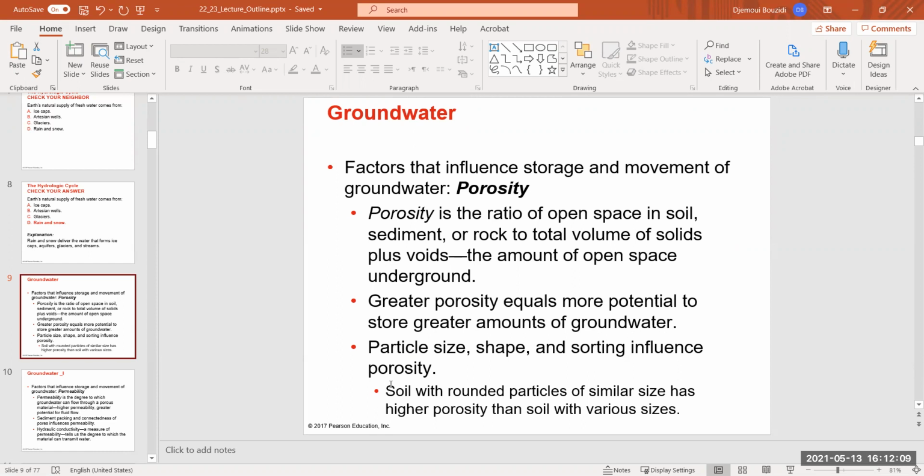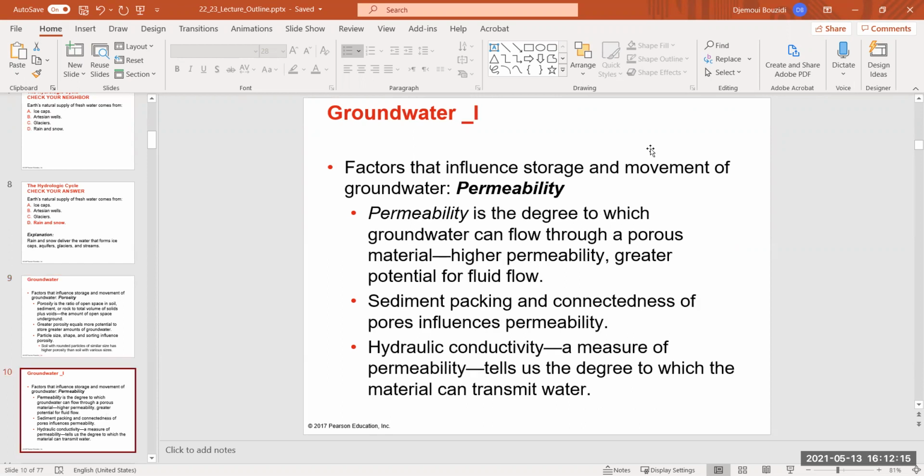Particle size and shape influence porosity. Soil, of course, and all kinds of things will influence the porosity. In addition to that, you have the permeability. The permeability is the degree to which groundwater can flow through a porous material. Higher permeability, greater potential for fluid flow. It's like the conductivity when we did electricity, really. So the permeability is how much it will allow for the flow of water.